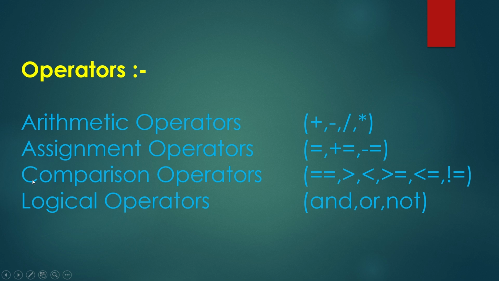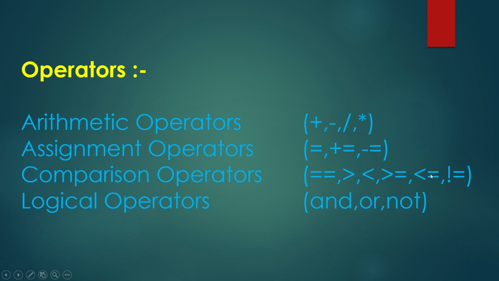The third is comparison operator. It means we will compare two values or more than two values. The first symbol is double equal to. It is used to check whether the values are equal or not. Now the second is greater than, less than. Greater than compares which value is greater, and less than is used to find which is lesser. Now the next is greater than equal to and less than equal to. Both of these are used to compare the values with equality.